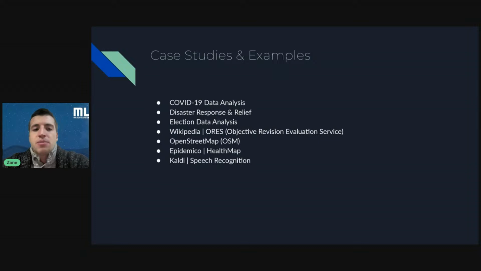There is Epidemico's HealthMap, which aggregates and monitors global disease outbreaks. It has been instrumental in providing the public with real-time information on disease outbreaks, including COVID, helping individuals stay informed about health risks. It uses natural language processing and data aggregation to detect and report disease outbreaks by monitoring news reports, official health alerts, and social media.